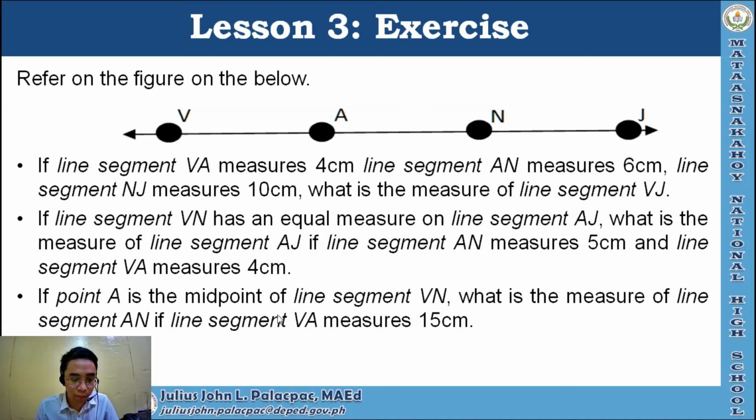Point A is the midpoint of line segment VN. So, siya ang midpoint. What's the measure of line segment AN if the measure of VA is 15? So, 15 ito, congruent sila dahil midpoint ang A. So, 15 din si AN. So, what is the measure of line segment AN? So, 15 cm.